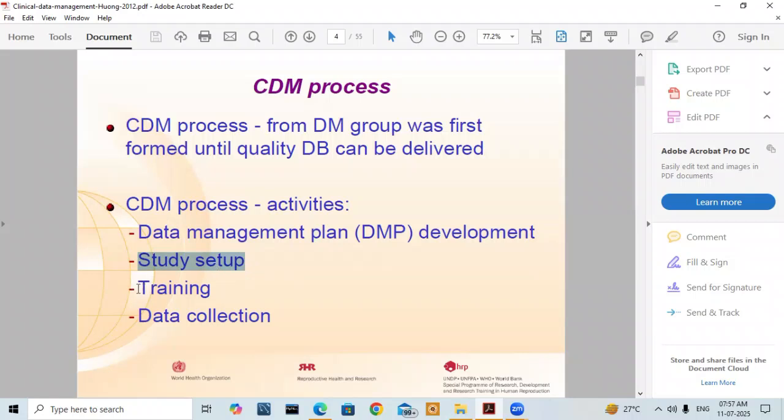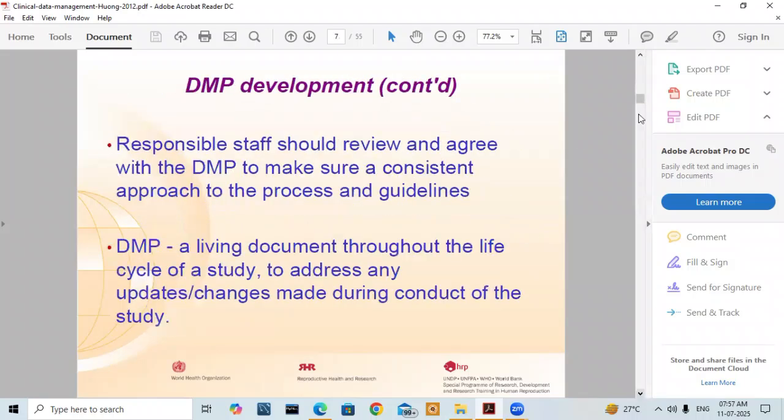Then training. Understood? The personnel whom we are recruiting in the trial should be trained on how to maintain the database. The training should be proper. Then the data collection process is there. I told you just now, right?